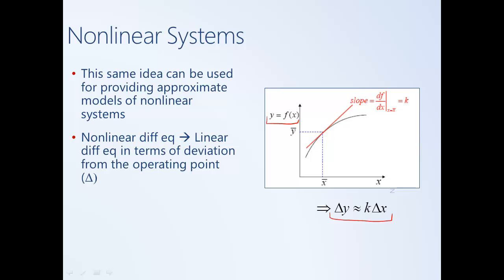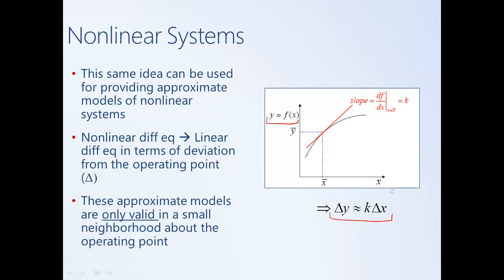We won't get into a lot of detail about how to derive these linearized models, but we do want to emphasize their usefulness and their limitations. In particular, these approximate models are only valid in a small neighborhood about the operating point. So our operating point, the point about which we're performing our linearization, x bar, y bar, if we look close to that point, the linear function and the nonlinear function match up well.